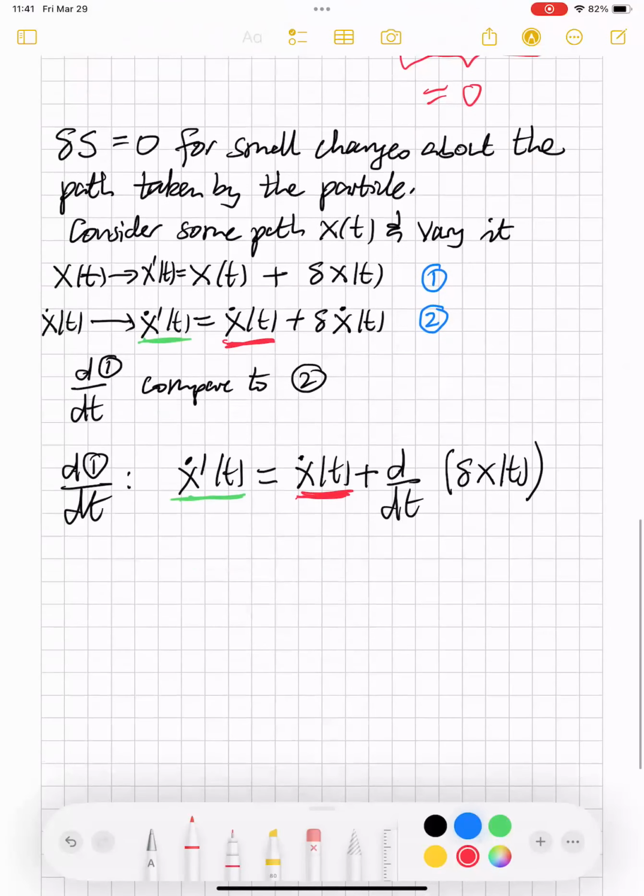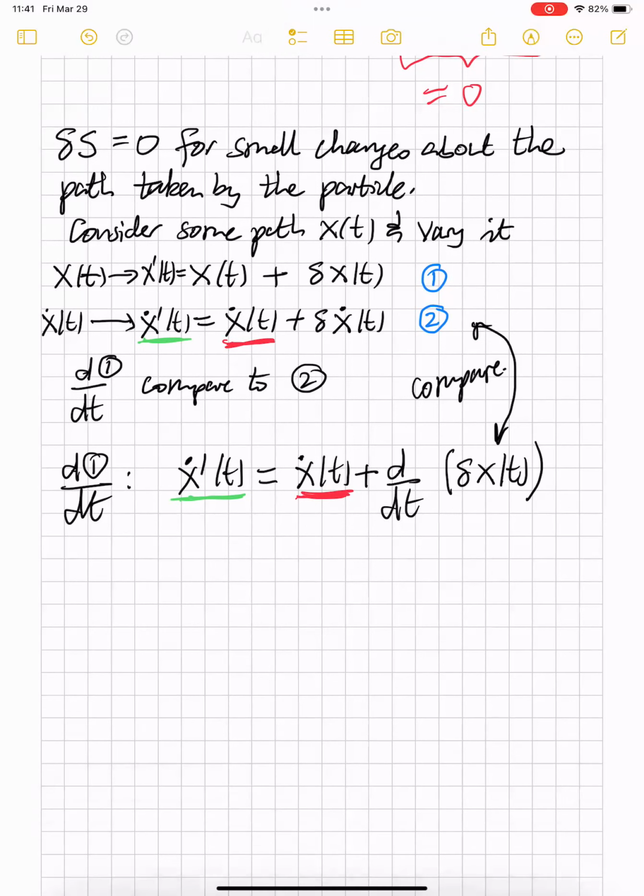So by comparing these two equations, what we learn is that delta x dot of t is equal to d by dt of delta x of t. Very good. That's what we wanted.